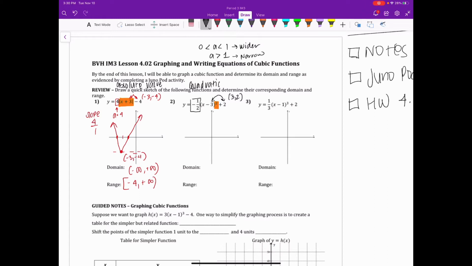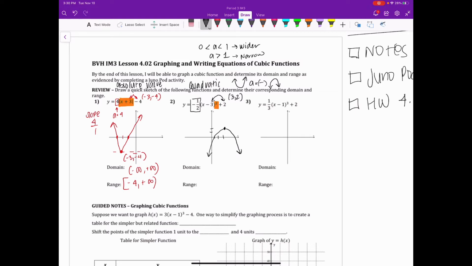So first let me do the vertex, 3, 2. So 1, 2, 3, 1, 2. Here's the vertex. And then remember, usually quadratics face up, but because the a is a negative value, it's going to flip down. And I'm just sketching it, and since it's between 0 and 1, I'm just going to make it wider than usual. So I'll just make it look something like this. It's just a sketch, so it doesn't have to be exact.